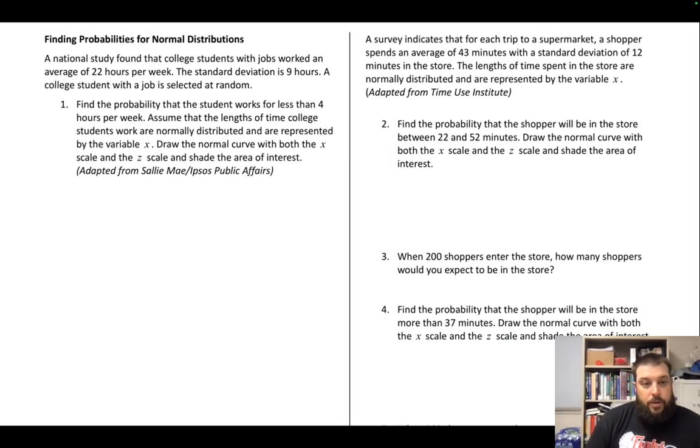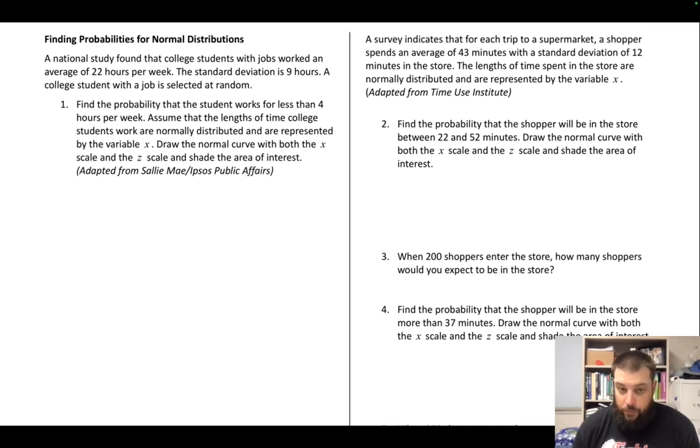So let's look at a problem here. A national study found that college students with jobs worked an average of 22 hours per week. Standard deviation is 9 hours. A college student with a job is selected at random. So we're going to find the probability that a student works for less than 4 hours per week. Assume the lengths of the time college students work are normally distributed and are represented by the variable x.